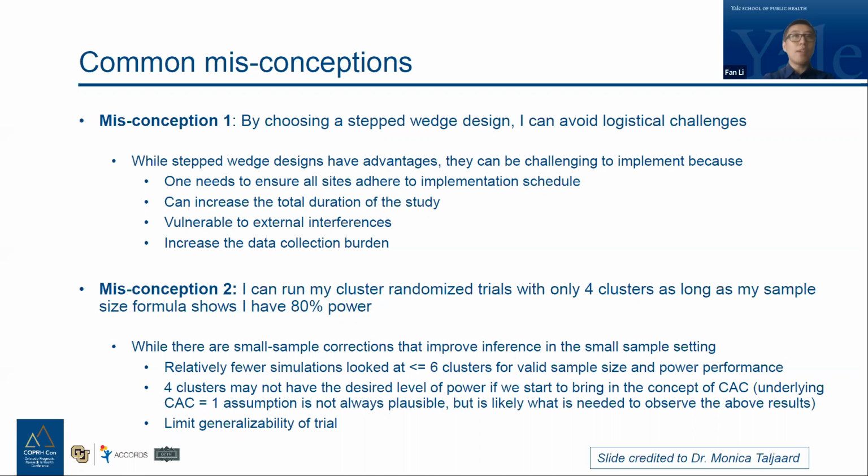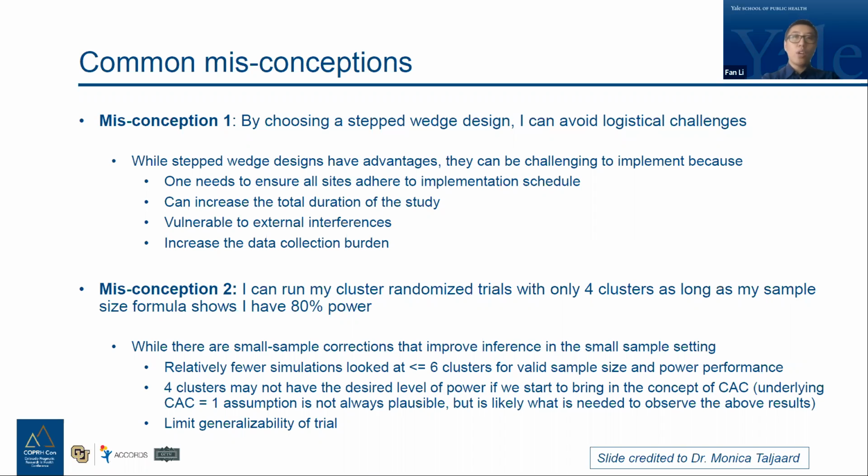And there may be an increase in the burden for data collection for trials involving closed cohort. The second misconception is that I can run my cluster or stepwise cluster randomized trials with only 4 clusters as long as my power calculation shows that I have enough power.